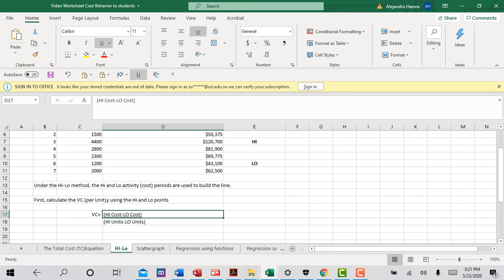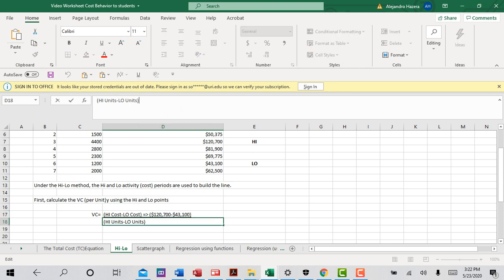Since this is just in text, I'll put the numbers in and then calculate the result on the right. The high cost, which you can see right there, is $120,700, minus the low cost, which is $43,100. And the high units minus the low units: the high units are 4,400 units, and the low units are 1,200 units. So that's the ratio I'm going to use.